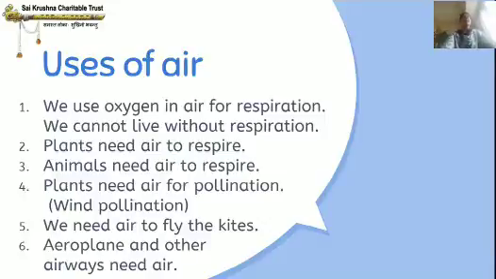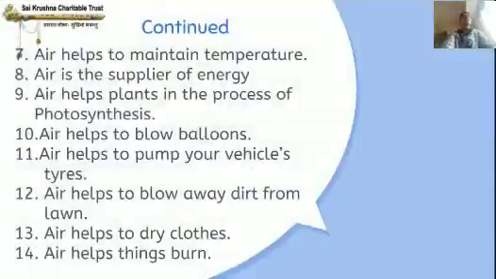Aeroplane and other airways need air. Air helps to maintain temperature. Air is a supplier of energy. Air helps plants in the process of photosynthesis. So, what do you mean by photosynthesis? It is the process by which green plants turn carbon dioxide and water into food using energy from sunlight.